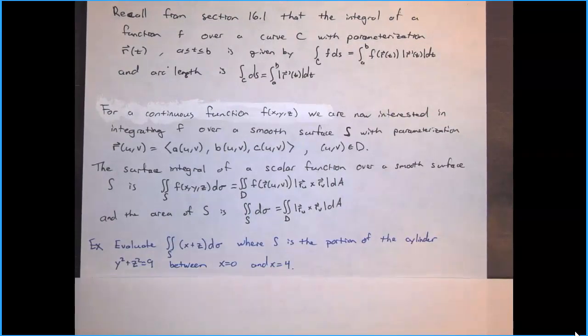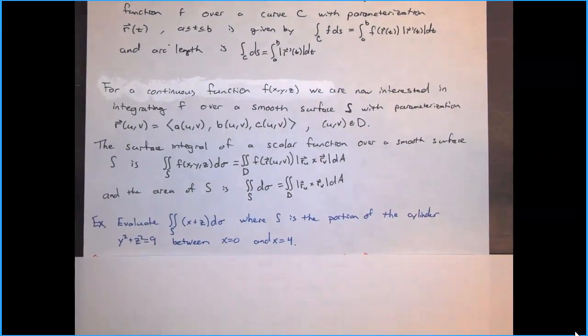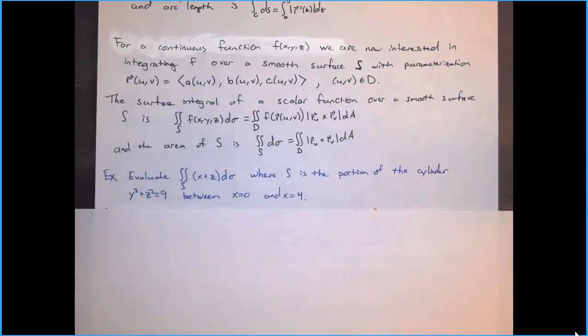And let's do an example now. So we want to evaluate this double integral, this surface integral, x plus z, where the surface is a portion of the cylinder y squared plus z squared equals 9 between x equals 0 and x equals 4. Okay, so I'm going to break this down into steps. There's a lot that goes on here.